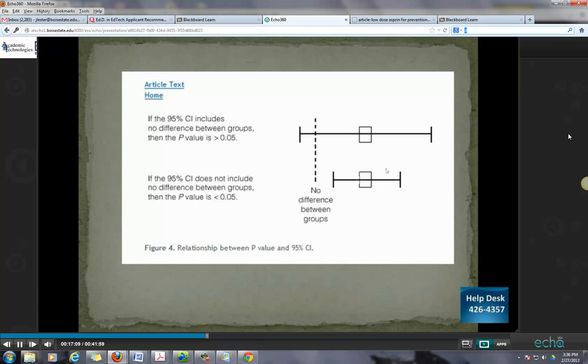Another way to say this is, without even looking at the numbers, I know the confidence interval did not include 0. I do know this confidence interval included 0. They're showing it graphically to me.